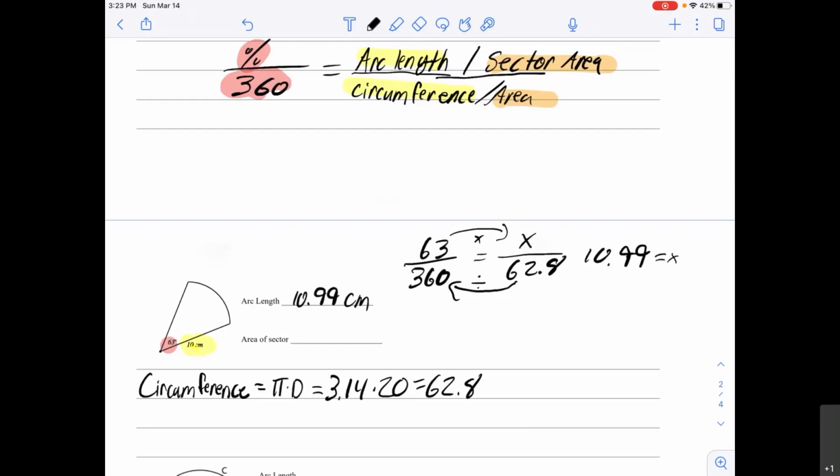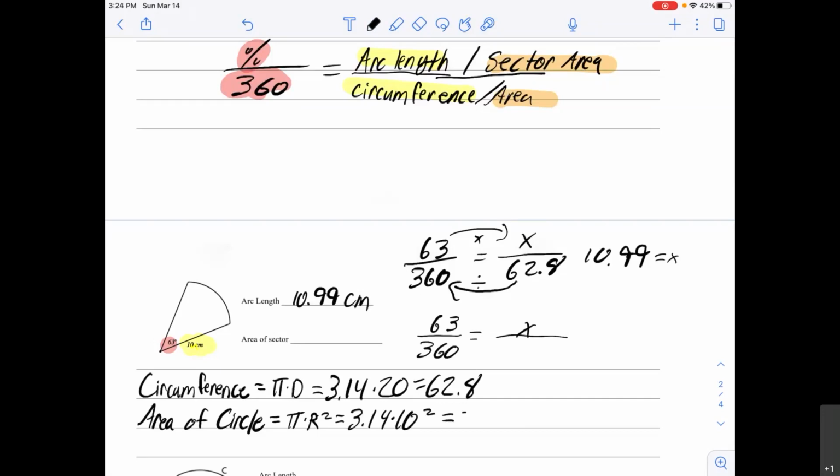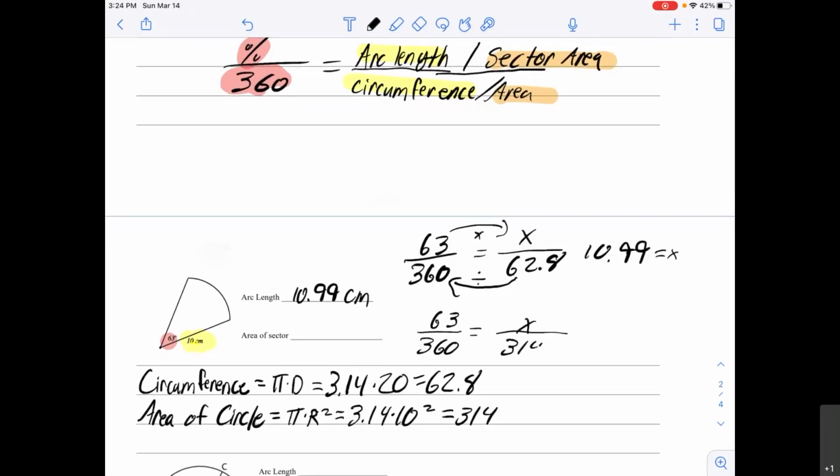I can do the same thing to find the area of the sector. But this time, looking up at my formula before, instead of what I highlighted in yellow with arc length and circumference, I'll use sector area and the area of the circle. So for the area of the sector, once again, I set up a proportion. My degrees are still 63, and the total degrees of a circle are still 360. But instead of putting the circumference on the bottom, I need to find the area of this whole circle. The area of a circle is pi times the radius squared, or 3.14 times 10 squared, which is 314. We can put that there.